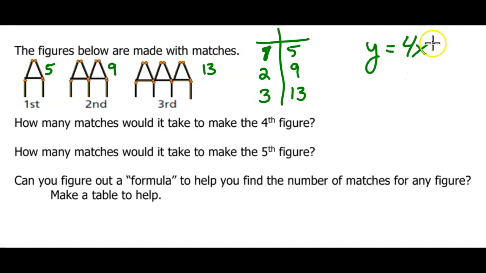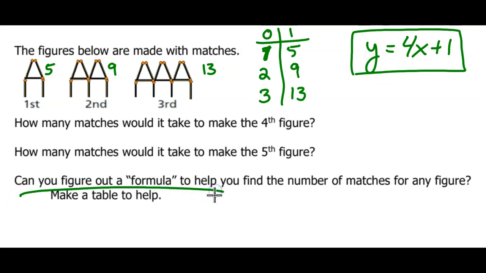But we need that y-intercept. So figure out that 0th term. If I go back 1, this is going to go back 4. Once again, your y-intercept is 1. It's not always 1, but in this case it is. So y equals 4x plus 1. That's our equation. And I find that sometimes it's easier to figure out the formula or equation first, and then the 4th and 5th figure should match up with that.